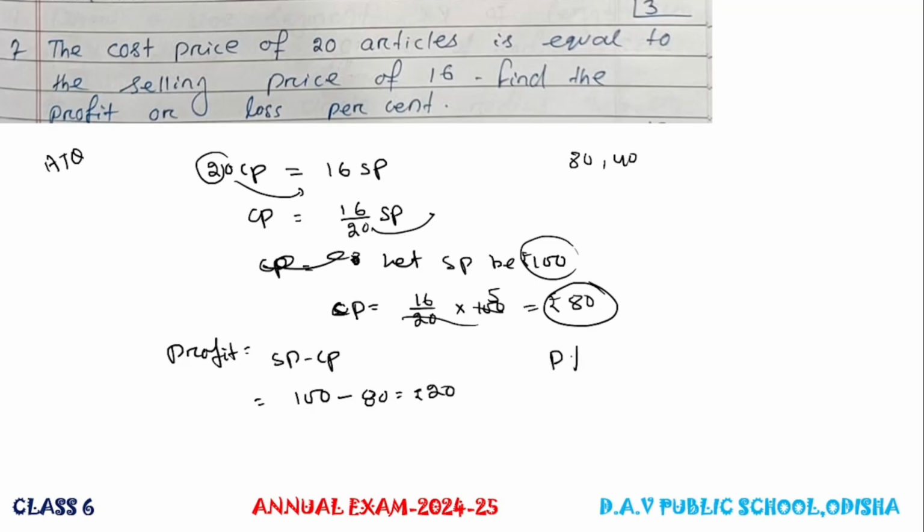So tell me what is the profit percentage? So profit percentage equal to profit by CP into 100. Now profit equal to 20 divided by CP, that is 80, into 100. So cancel the zero, 2 fours are 8, 4 twenty-fives are 100. So the answer is 25%. All of you understand? Now next question.